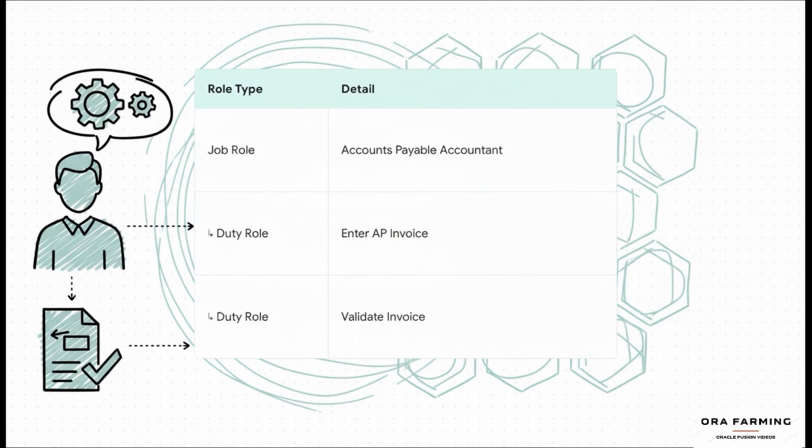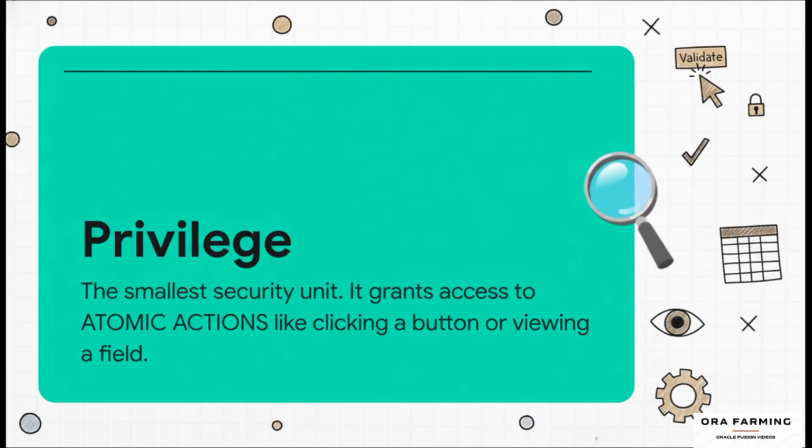So, what's in Sarah's toolbox? Well, a couple of her key duties are things like enter AP invoice and validate invoice. These are the high-level tasks that her job role says she's responsible for. But we can go even deeper. What does a task like validate invoice really mean inside the software? That's where we find the privilege. This is the absolute smallest, most fundamental unit of security.